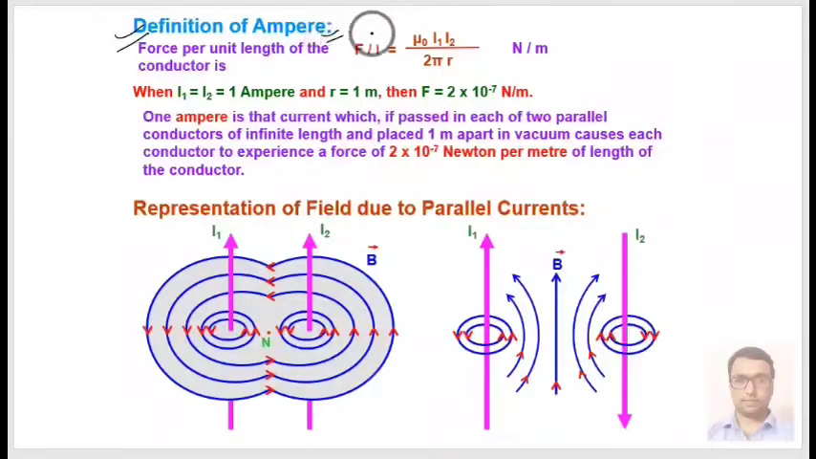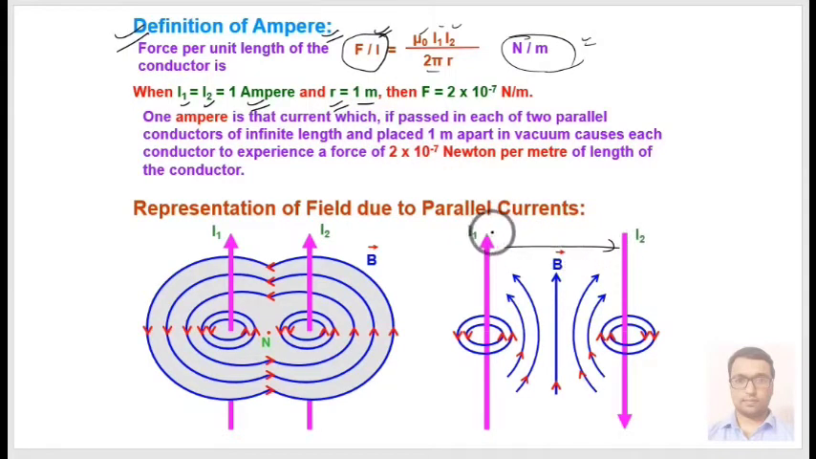What is 1 ampere? We know that the force per unit length of wire is given by μ₀ I1 I2 upon 2πR, and this is Newton per meter because we are talking about force per meter length. Now if you place I1 equal to I2 equal to 1 ampere and R equal to 1 meter, that is the distance between the two wires, then the force will become 2 into 10 raised to the power minus 7. By calculation you can get it.